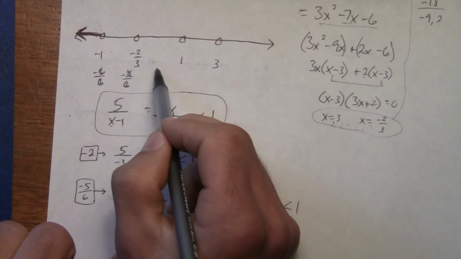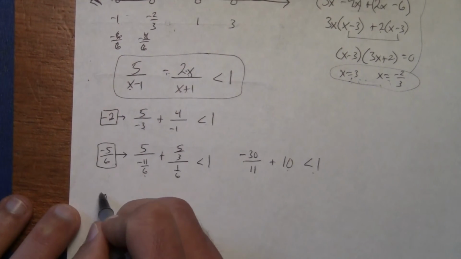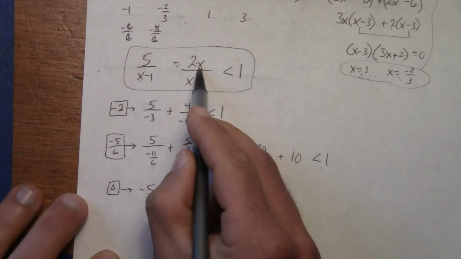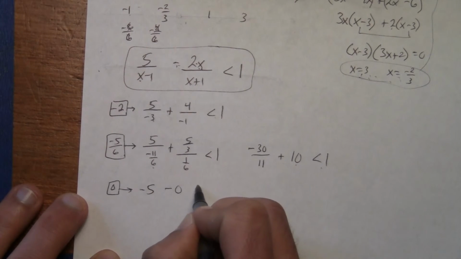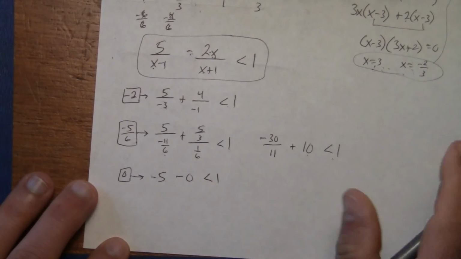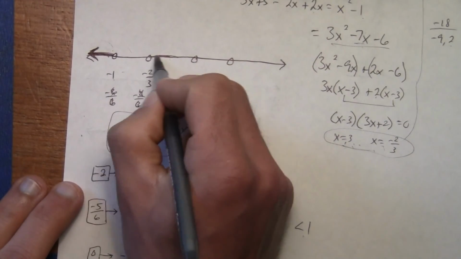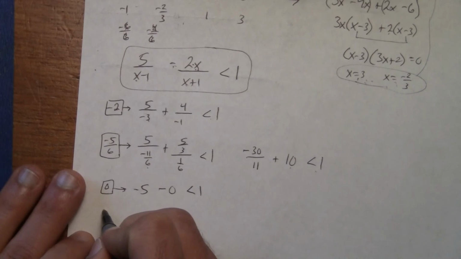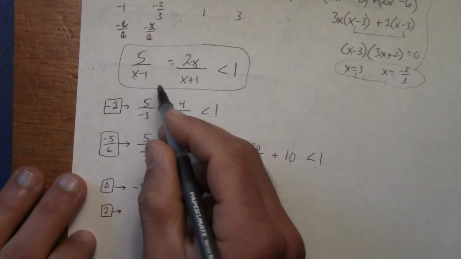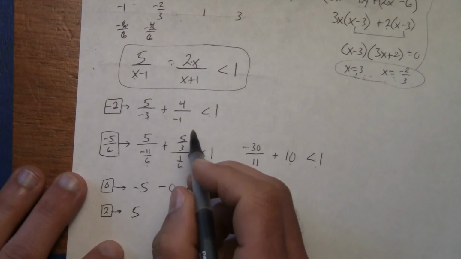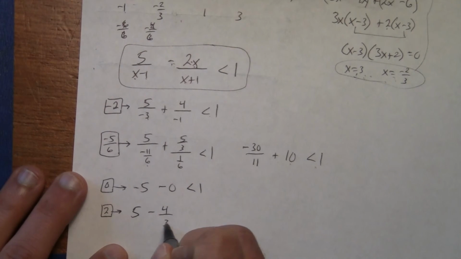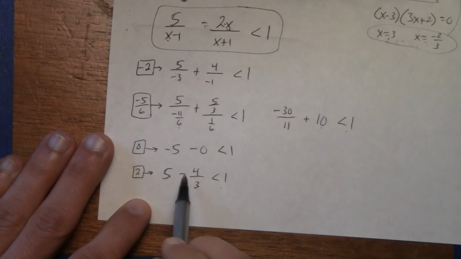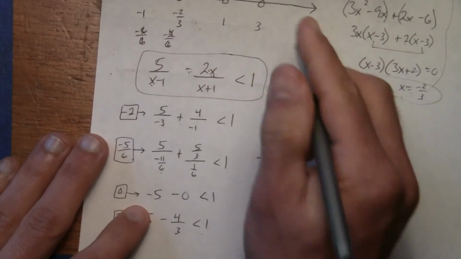Alright, now pick a number in between here. If you can ever pick 0, plug 0 in. It's an easy number to plug in. That's going to give me 5 over negative 1 minus 0 over 1. And ask yourself, is negative 5 minus 0 less than 1? Sure it is. So that means I'm going to shade this region. Means I probably will not shade this, but you do have to check it because, like I said, that doesn't always work. So plug in 2. That's going to give me 5 over 1, or 5, minus 4 over 3, and you ask yourself, is that less than 1? That's just barely over 1. So it's 5 basically minus 1. That's definitely not less than, so do not shade that.